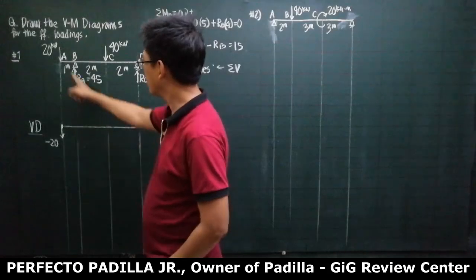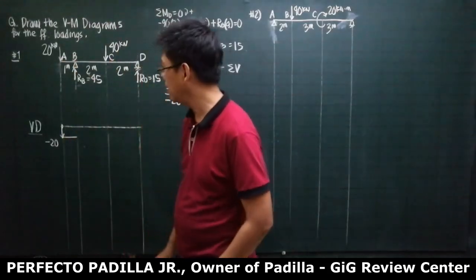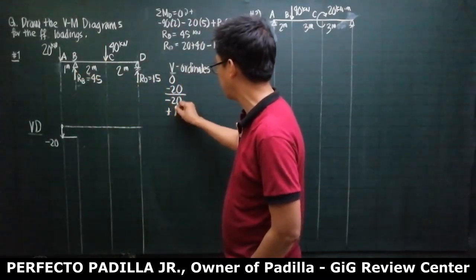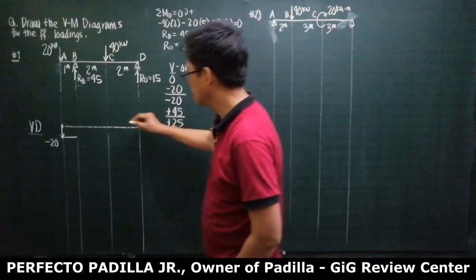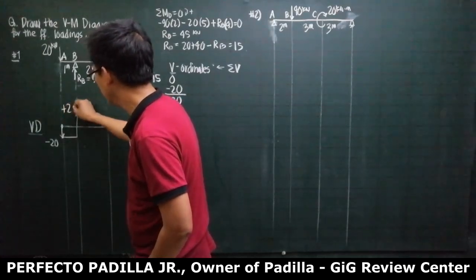And then, from here to here, there is no vertical force, so this remains horizontal. When it reaches B, it will go up by 45. So this is plus 45. So this is plus 25. So this is going to be plus 25.